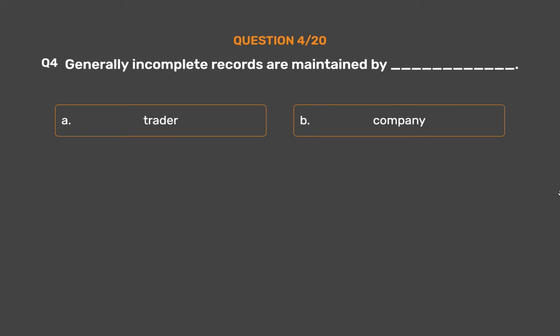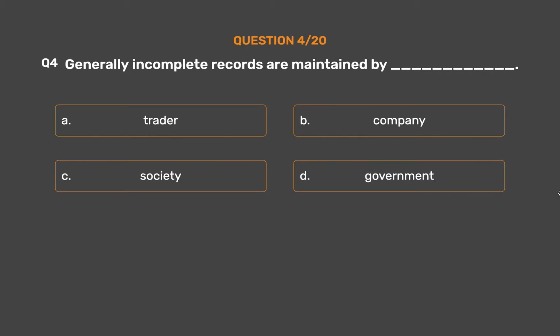Option A. Trader. Option B. Company. Option C. Society. Option D. Government.